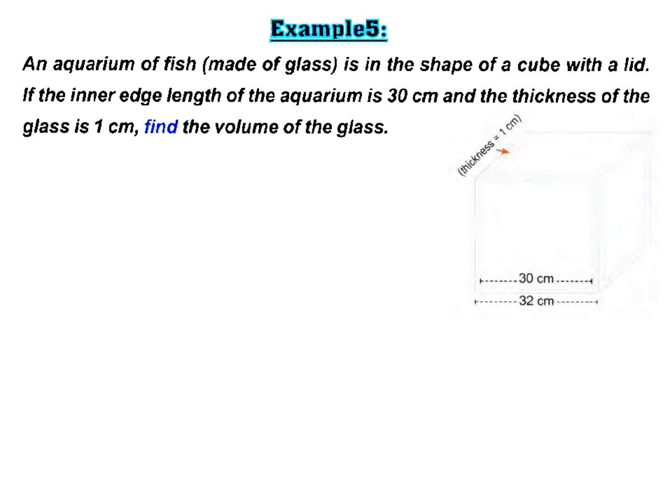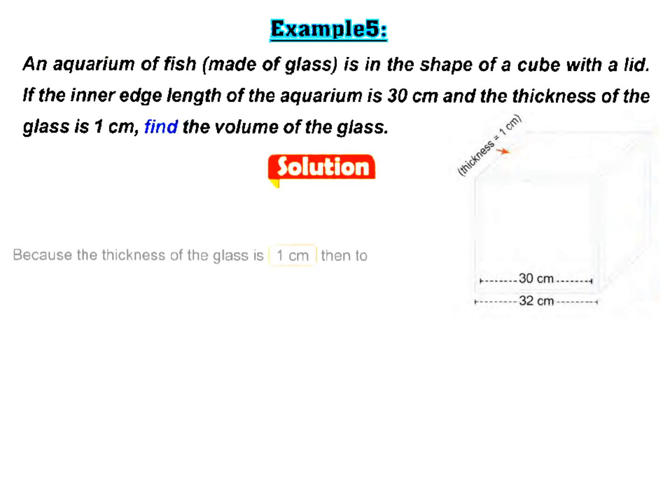Again, firstly, the inner edge length is different from the outer edge length. The outer edge length is greater than the inner. So how can I get the outer edge length? I will add the thickness. The length of the thickness equals 1 centimeter, from both sides, the right and the left. So I will add 2 to 30. 30 plus 2 equals 32.